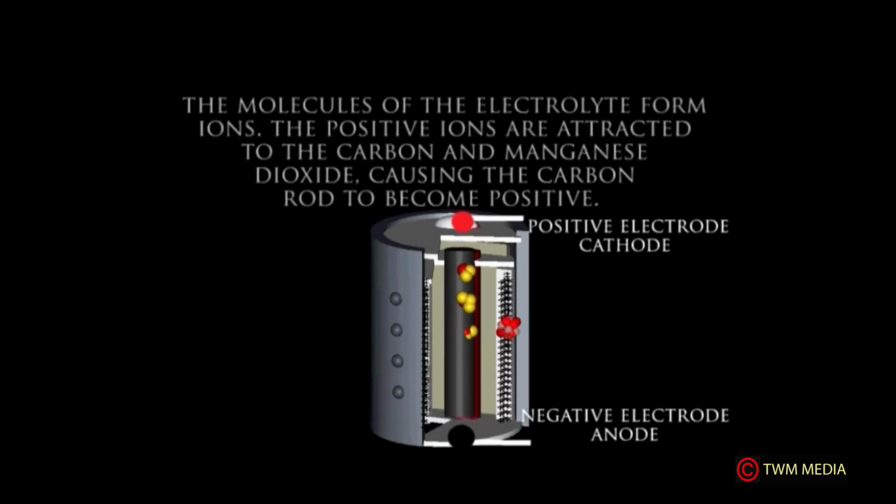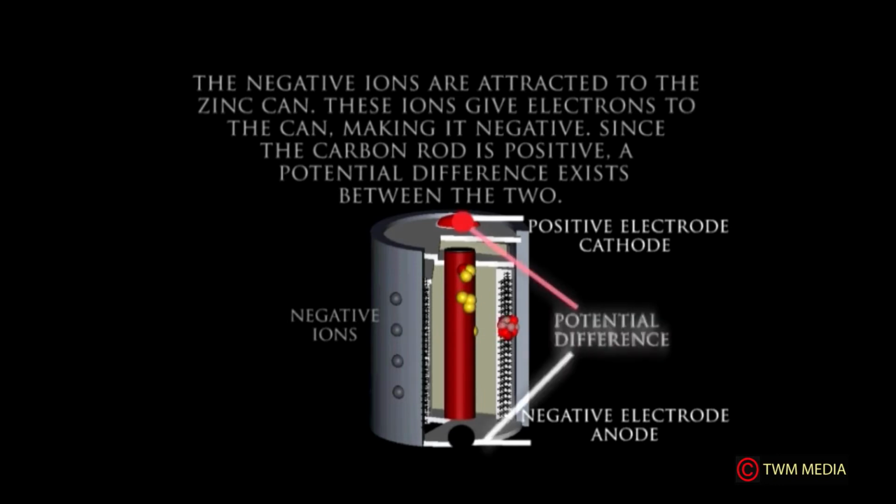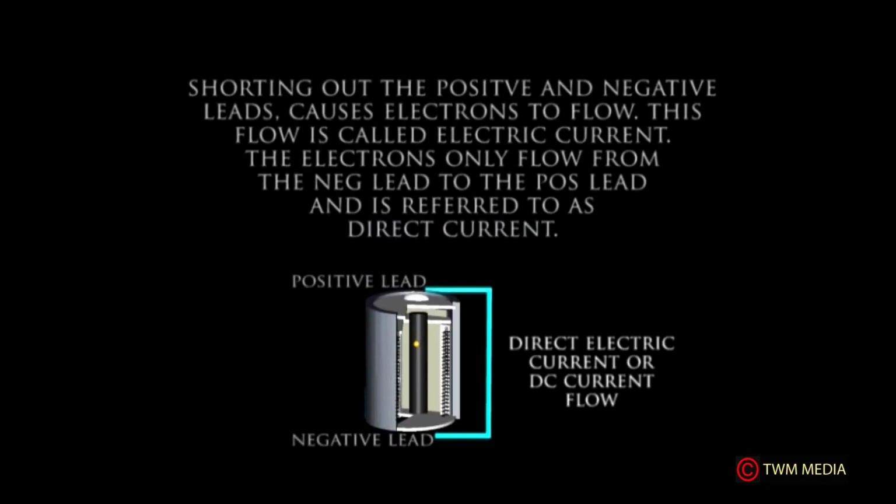The molecules of the electrolyte form ions. The positive ions are attracted to the carbon and manganese dioxide, causing the carbon rod to become positive. The negative ions are attracted to the zinc can. These ions give electrons to the can, making it negative. Since the carbon rod is positive, a potential difference exists between the two. Shorting out the positive and negative leads causes electrons to flow. This flow is called electric current. The electrons only flow from the negative lead to the positive lead and is referred to as direct current.